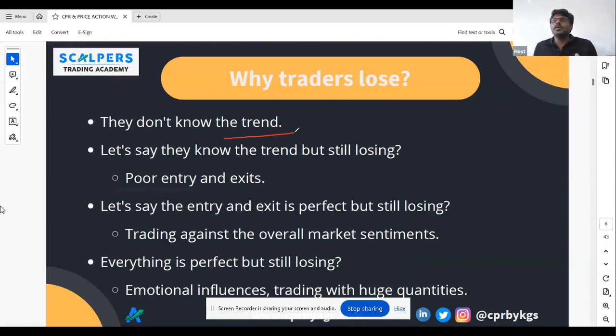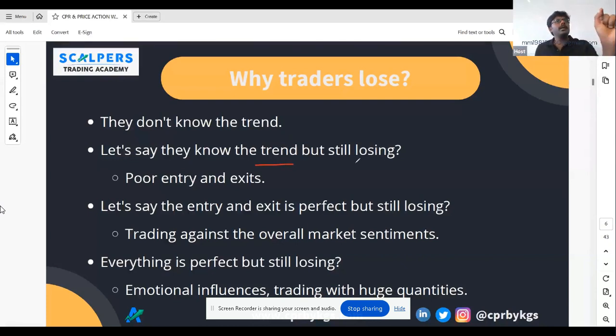So you are taking a call option, and the market is hitting your stop loss or the market is reversing. You are taking a put option, and the market is reversing. So why does it happen? Because you don't know the trend. So the trade goes against you. Now let's say you know the trend. Let's say you know the market is going to be bullish, or bearish, but still you are losing your money in the markets. Why?